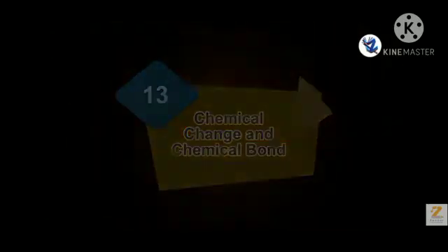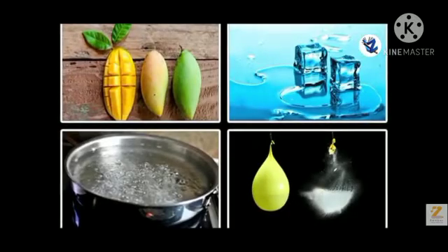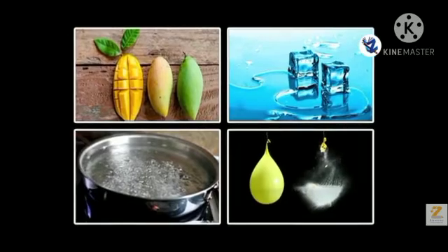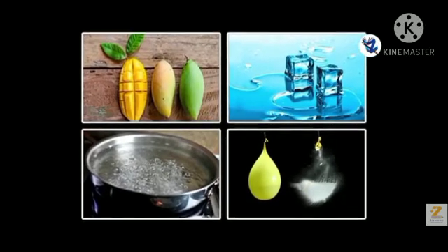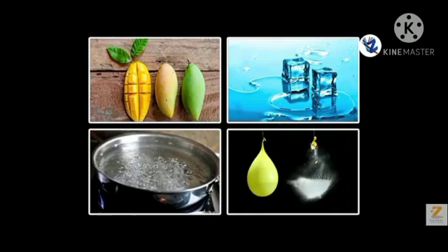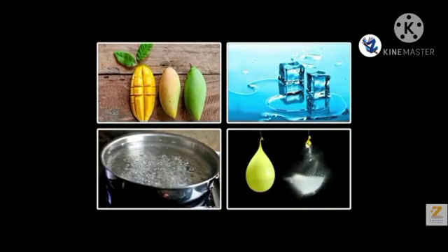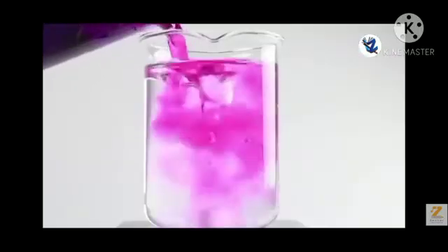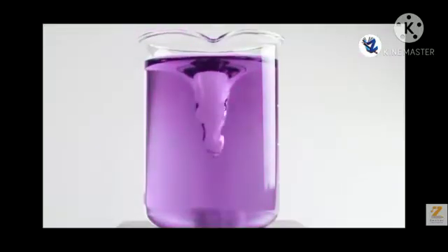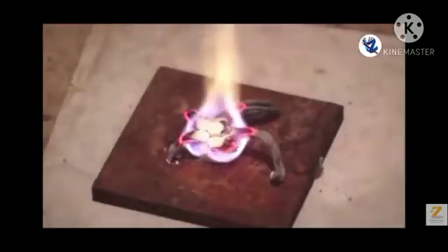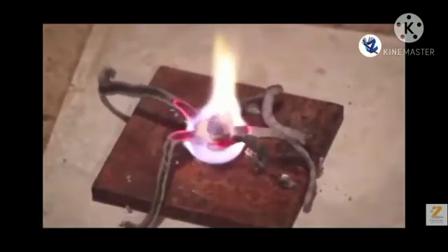Dear students, in our daily life, we observe many changes such as ripening of mango, melting of ice, bursting of an inflated balloon, etc. Out of these, some changes are physical and some are chemical. During any chemical change, the composition of the original substance changes to form a new substance with a different composition and properties. So the question arises, how to identify a chemical change?